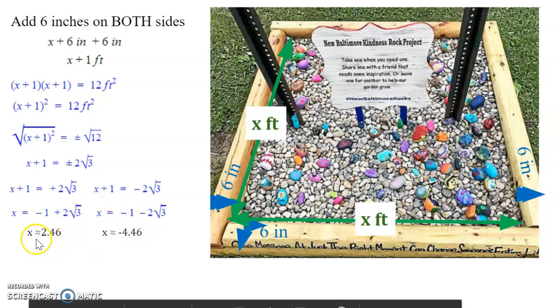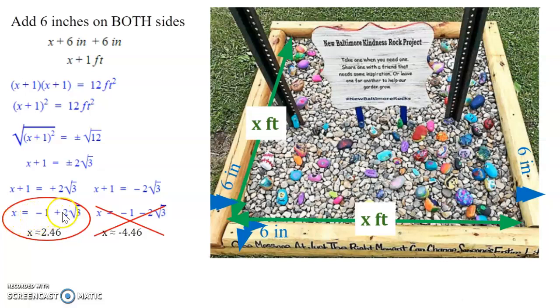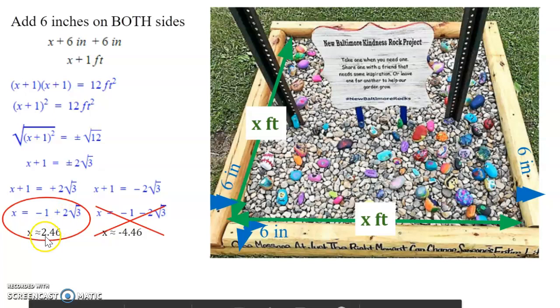Okay, now with application problems, when you found your solution, you need to interpret it as well, right? The length x is the side length of the rock garden. Can you ever have a length that is negative? No, you cannot. So we discard this as a valid solution. That means x is approximately 2.46 is the only solution that we can have for the length of the rock garden, or negative 1 plus 2 root 3, which is the exact value, and the approximate value is about 2.46.